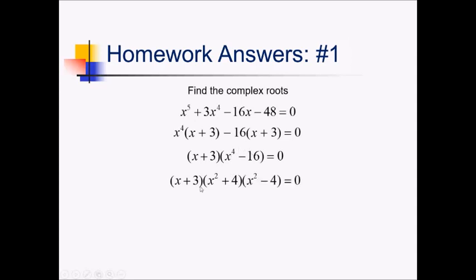And now I can set each of these equal to 0 and solve. So for this first factor, x could equal negative 3. For this next one, if x squared plus 4 equals 0, x squared equals negative 4. And then square rooting both sides of that. Since I have a negative, I'm going to have an imaginary answer here. So this is going to be x equals plus or minus 2i. And if x squared minus 4 equals 0, that means x squared equals positive 4 as well. Square rooting that gives us x equals plus or minus 2.